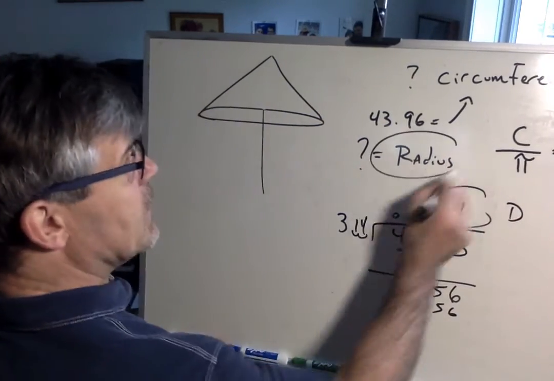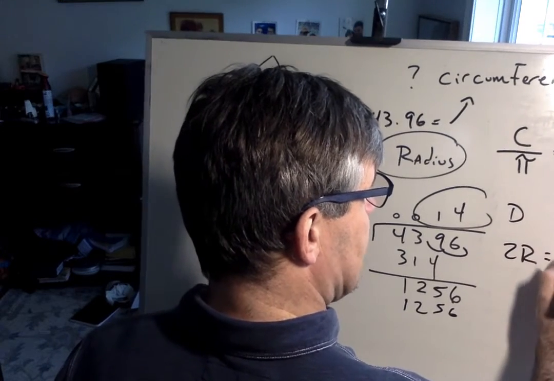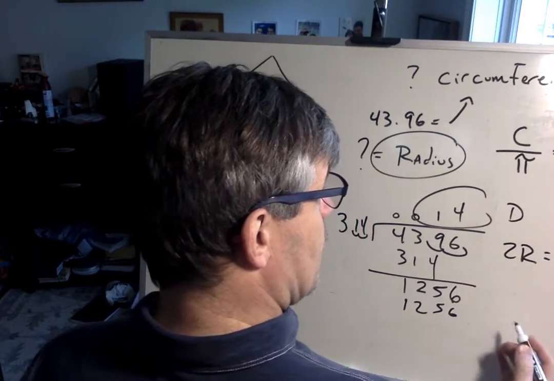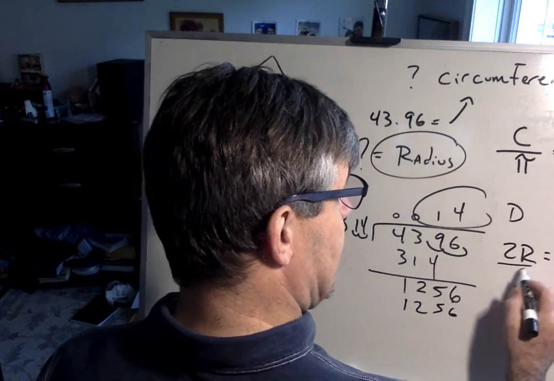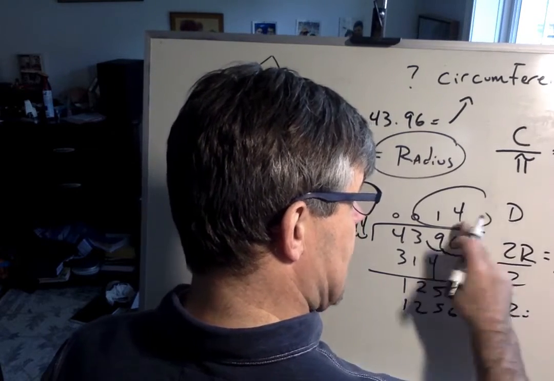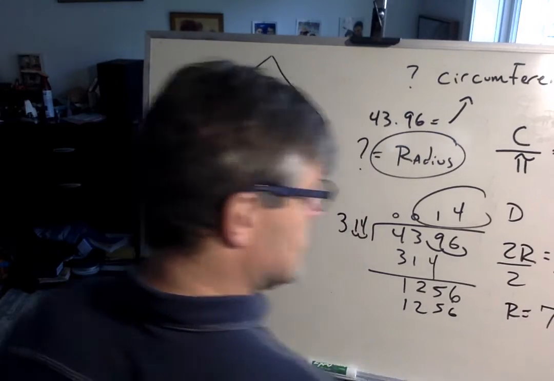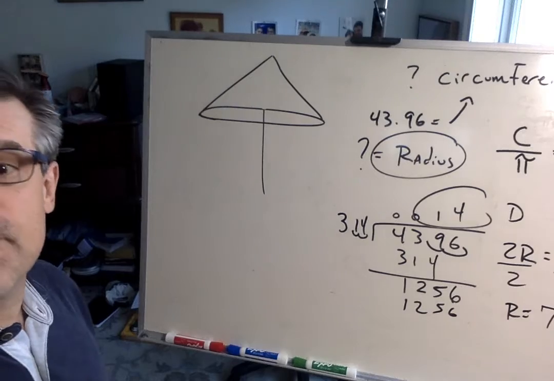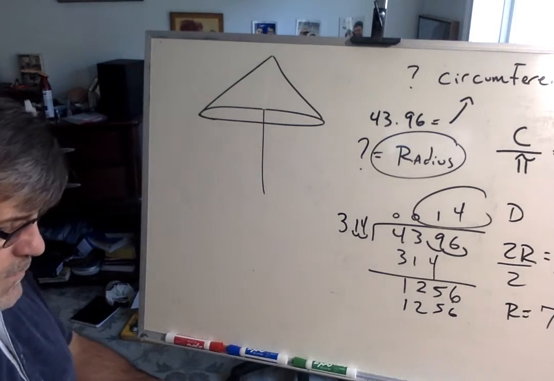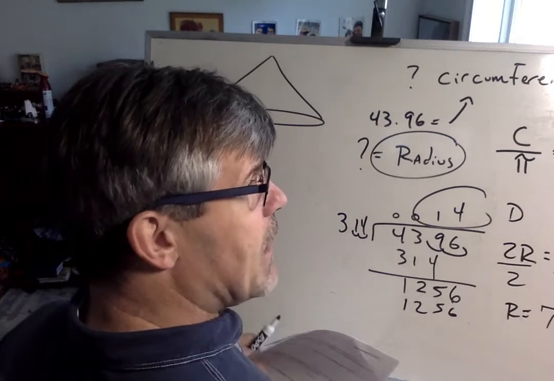I want to know the radius. So we know that there's 2 radiuses equals a diameter, right? So if I divide both sides by 2, radius equals, what's half a diameter? What's half of 14? It's 7. Okay. So that is the answer. Write that down on your paper.